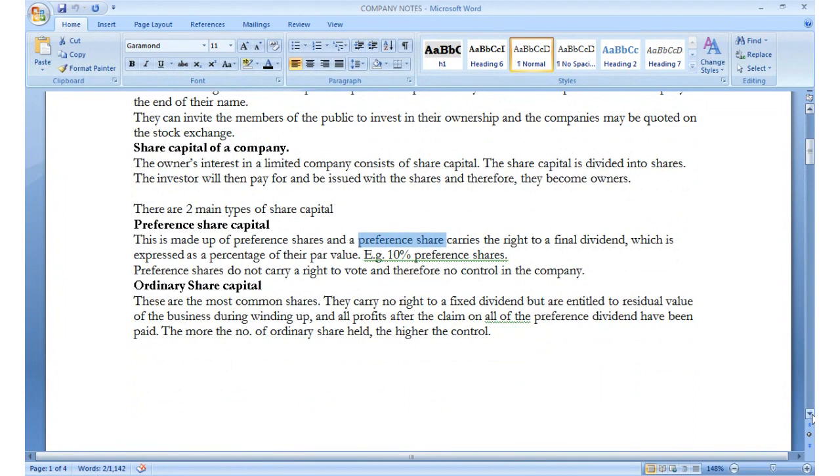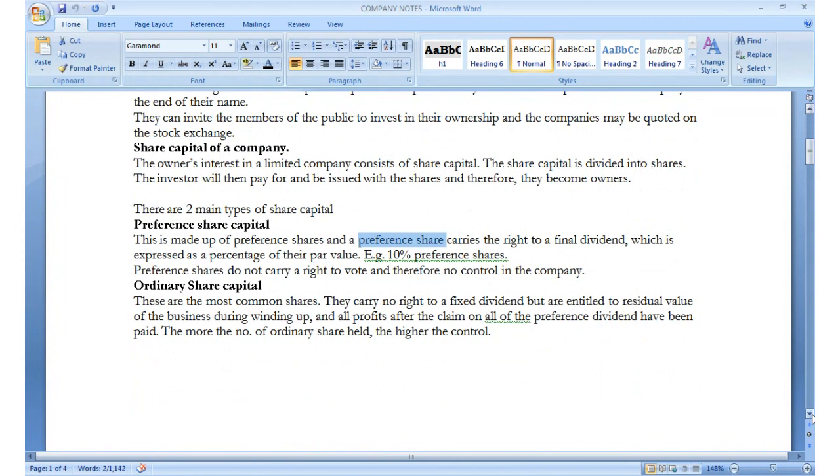They are the most common because, as you are going to see in the characteristics or features in semester 4, one of the characteristics of ordinary shares is that they have a right to vote. They can vote in annual general meetings, they can sack directors, they can sack management, they can vote on various decisions taken by management. So in short, they control the business.